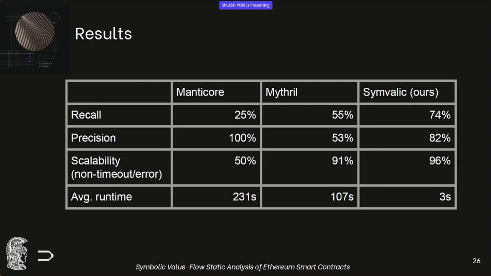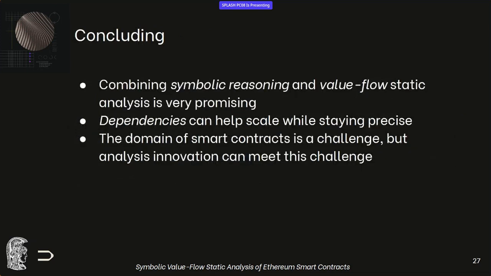We get very good scalability. We get a very scalable analysis, and average runtime that's pretty good. Every static analysis is evaluated in the 3 dimensions of completeness, precision, scalability. And in all 3, we're doing very, very well with this, which is exactly the design goal. So to conclude, this is an analysis that shows how combining symbolic reasoning and value flow reasoning is extremely promising.